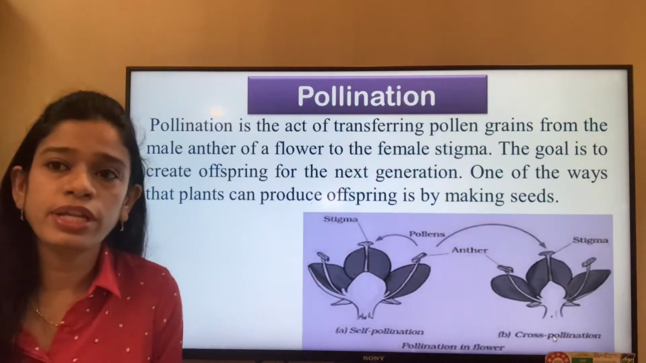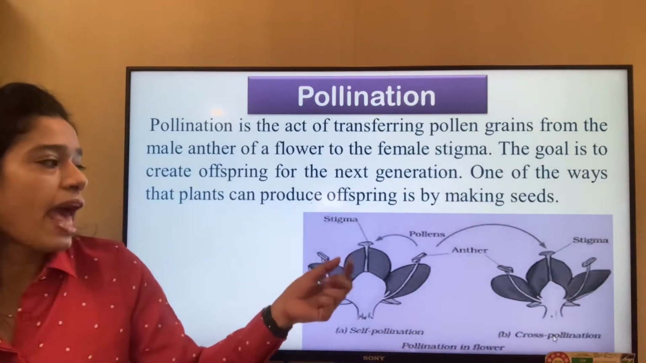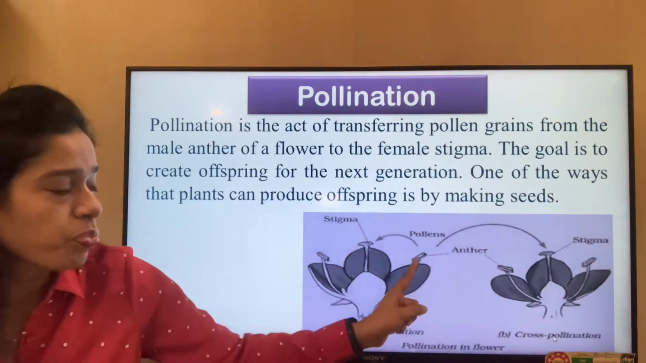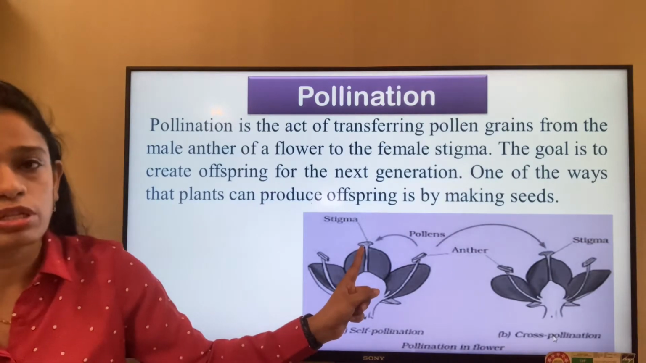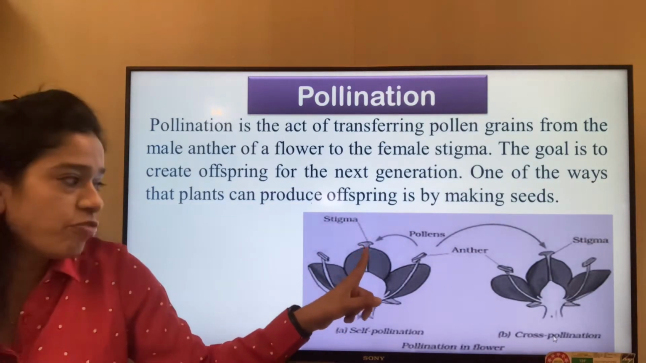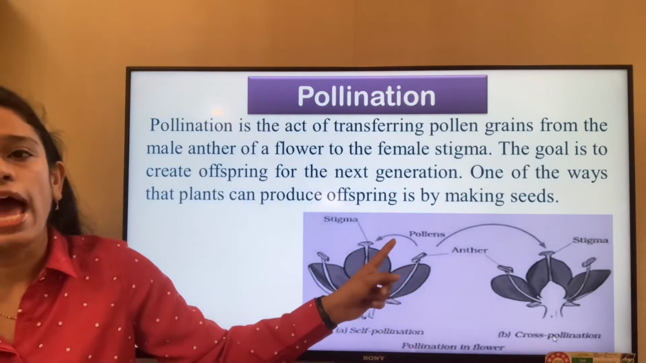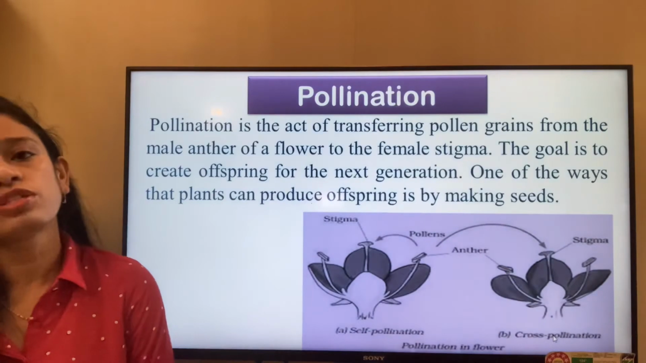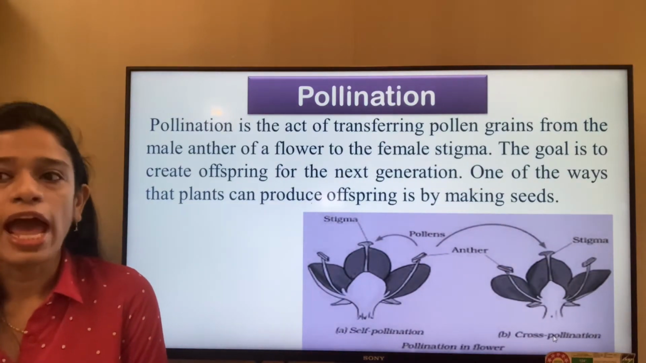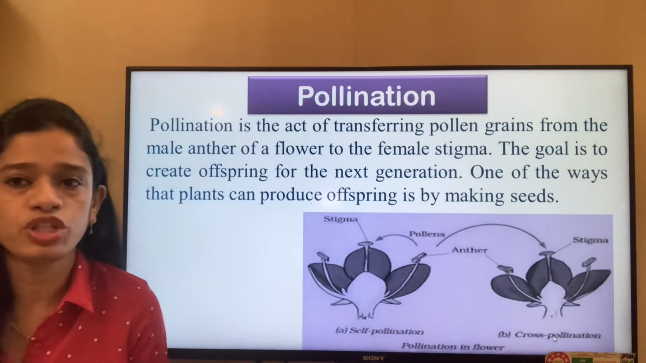So what is pollination? It is the act of transferring pollen grains from the anther of one flower to the stigma of the same flower in self-pollination, or the pollen of one flower goes to the stigma of another flower through cross-pollination. And the goal is to create a new offspring or new generation.